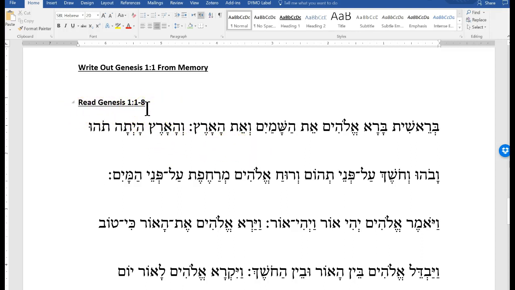We'll read a little more than that in class, but I want you to be prepared to do 1 through 8. So Bereshit, in the beginning, or I'll read a little bit and we'll translate it. Bereshit bara Elohim et hashemayim ve'et haaretz. In beginning, bara, he created. Who is the he? That he is Elohim.